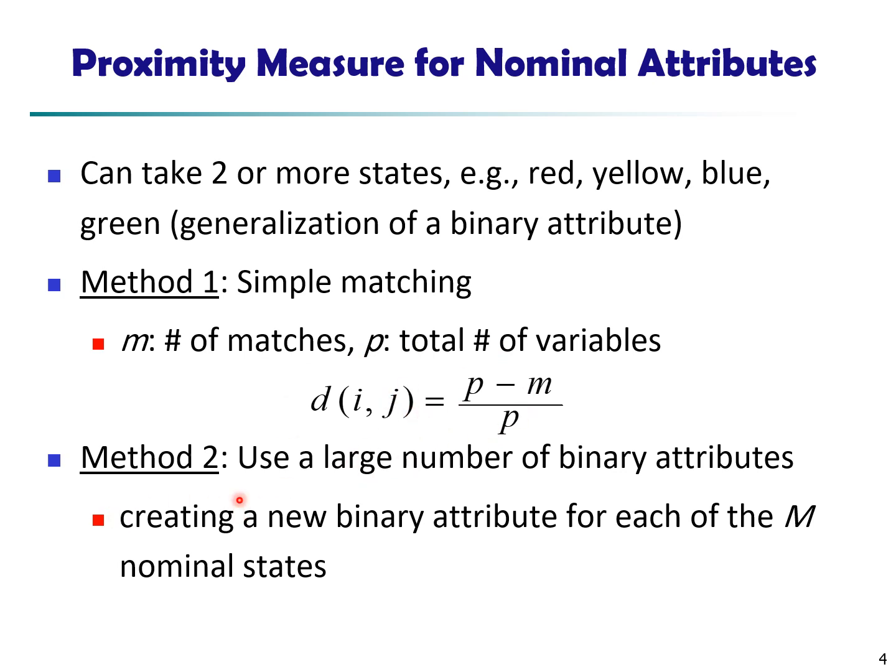The second method is changing the nominal attributes to a set of binary attributes. We're not going to go through how this method is done, but this is another method of calculating the dissimilarity for nominal attributes.